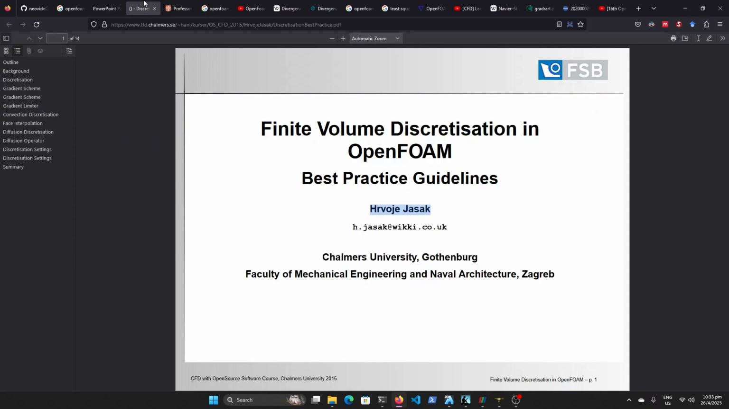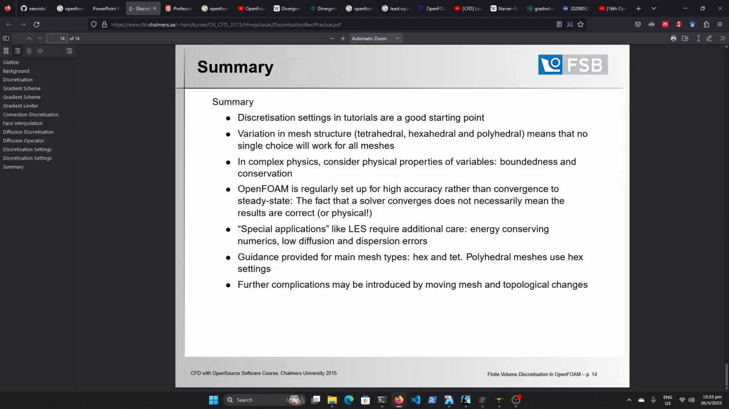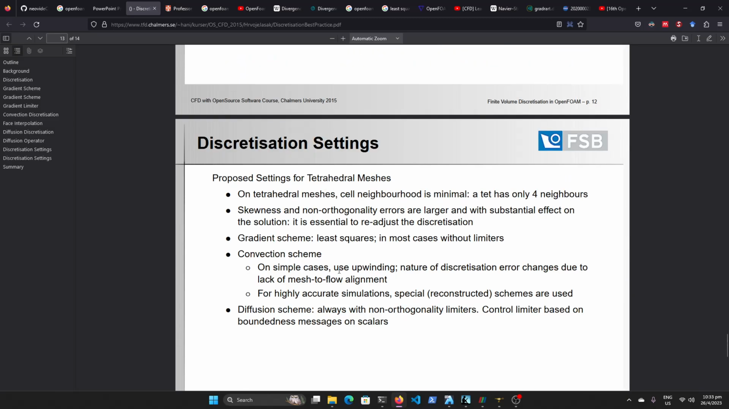And what's he saying in these slides? Some finite volume discretization best practices. So this is from TFD Chalmers. And if you scroll all the way to the bottom, you'll find tetrahedral meshes. These are some of the recommended finite volume schemes. For gradient, use leastSquares. For convection, use upwind. And for diffusion, use these things called non-orthogonality limiters.